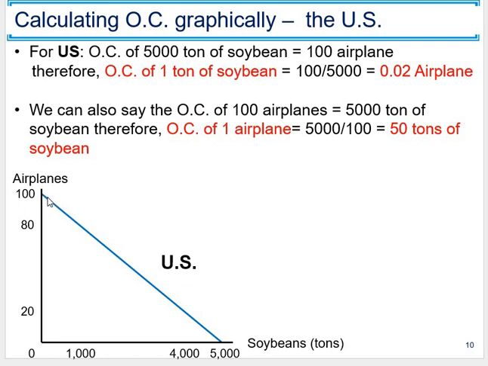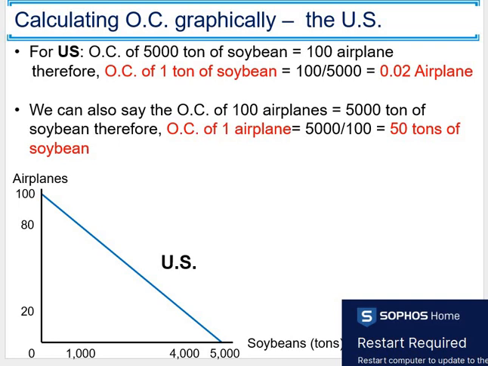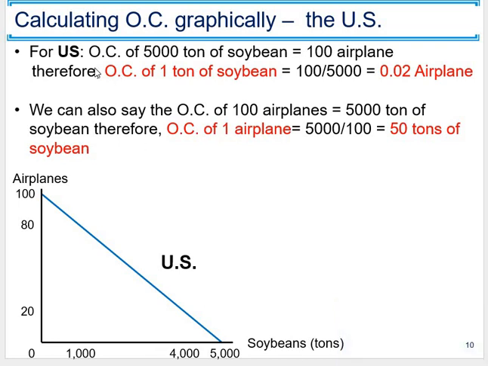Now recall that according to the PPF of the US, when we're giving up 100 airplanes, we can use those workers to produce 5,000 tons of soybeans, right? So we can write the opportunity cost of 5,000 tons of soybeans equals 100 airplanes. And from there, we have this equation in the first row.